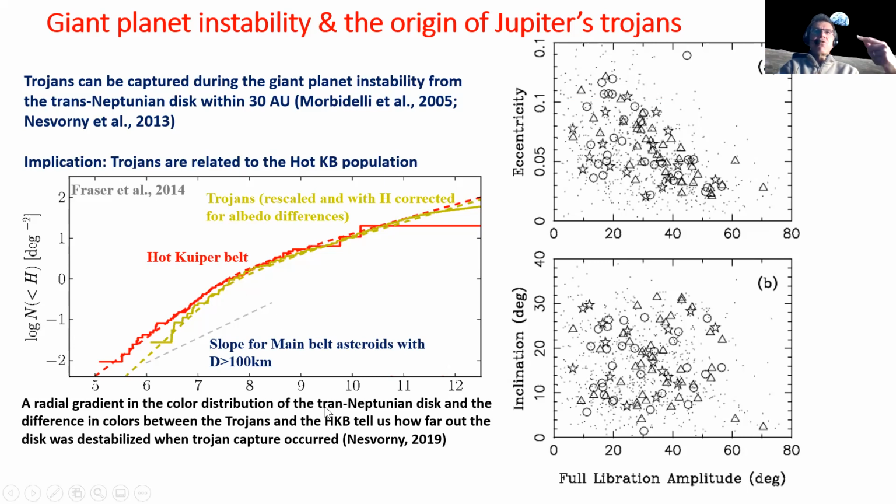And the fact that the Trojans are only not very red tells you how far out the trans-Neptunian disk was destabilized at the moment that Trojan capture occurred. And Nesvorny figured out, for instance, a possible gradient of colors with heliocentric distance that does reproduce the color distributions of the Trojans of Jupiter and Neptune from this initial disk.